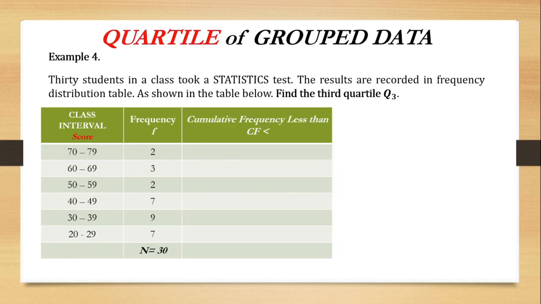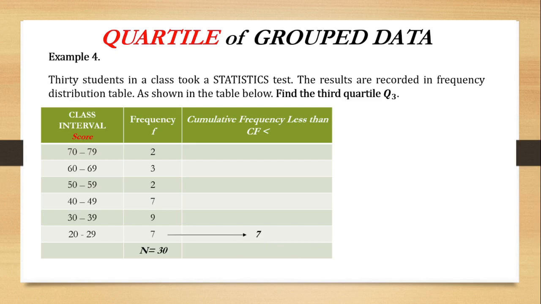The first thing that we need to do is complete the column for the cumulative frequency less than. When you say less than, we will start copying the frequency in the lower class interval. So if we look at the table, the lowest class interval starts at the bottom. So what we are going to do is copy the frequency of the lowest class interval, which is 7.